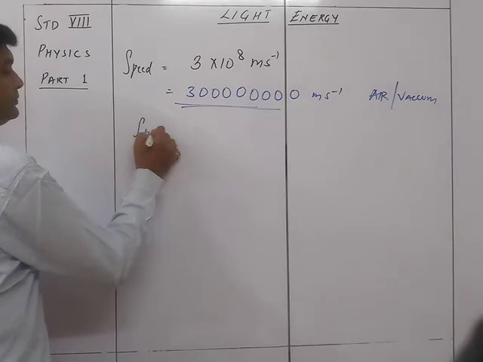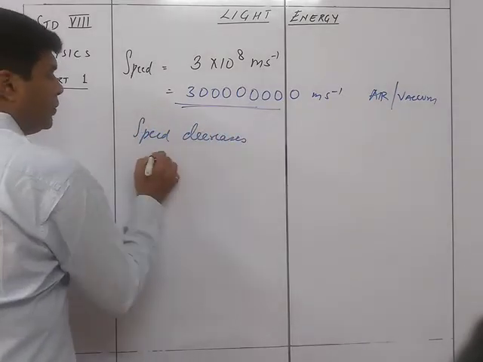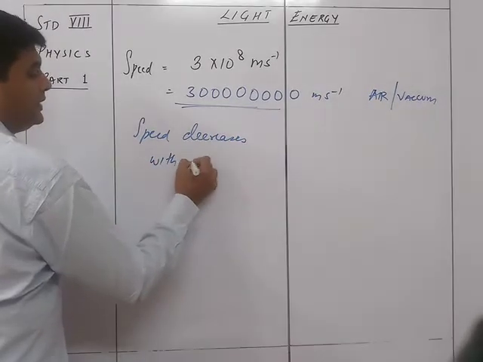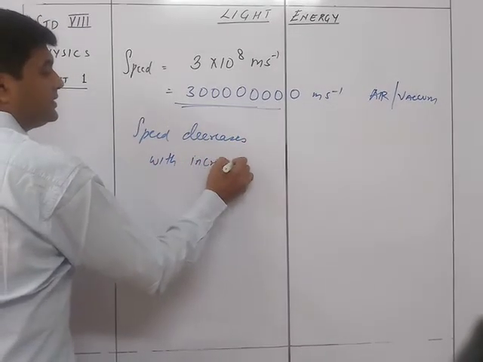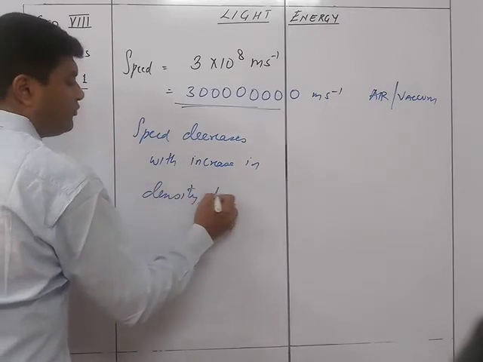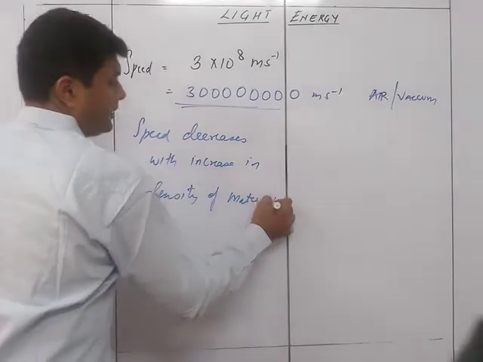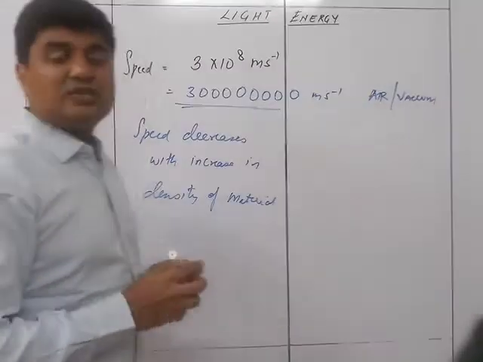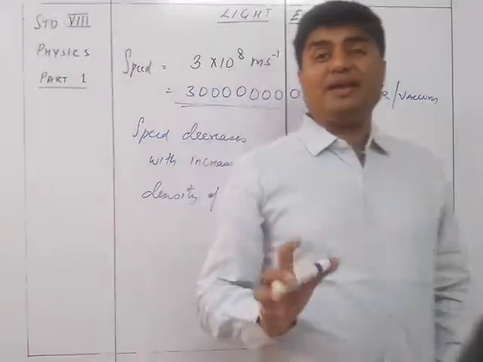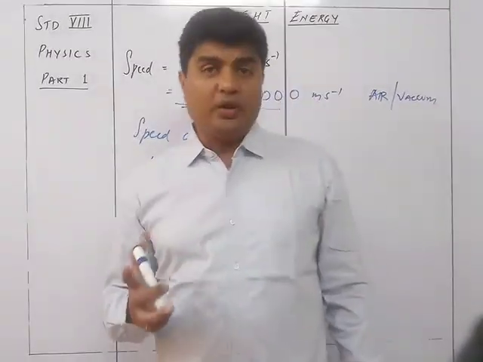So speed decreases with increase in density of material. Okay, so if the density is more, the speed will be less. If the density is less, the speed of the light passing through will be more.